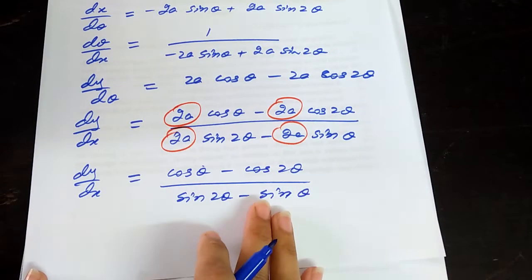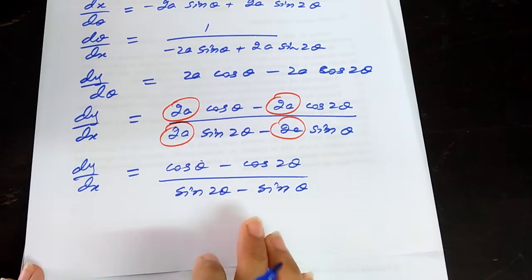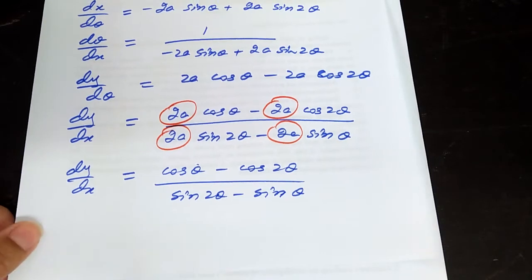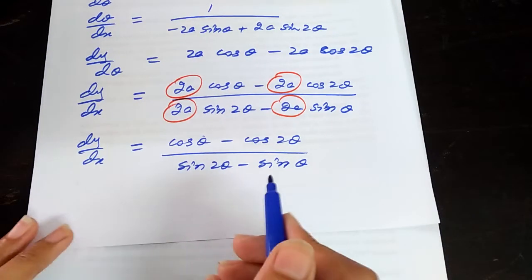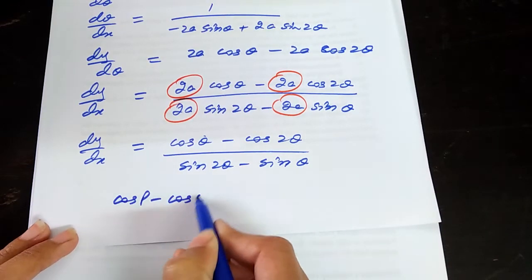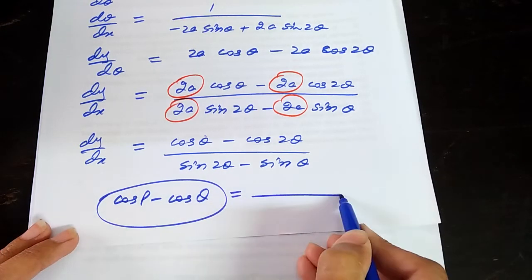Now you have to convert it into the half angle identities. After converting it into the half angle identities, I will show how you can convert it. You know the formula for cos p minus cos q. Use this formula in the product way.